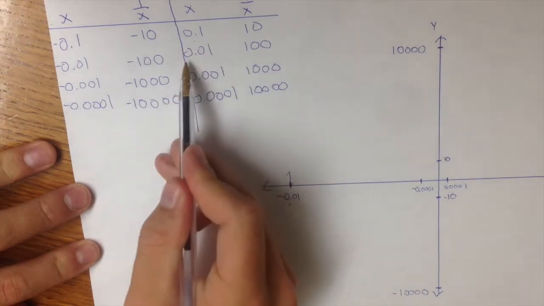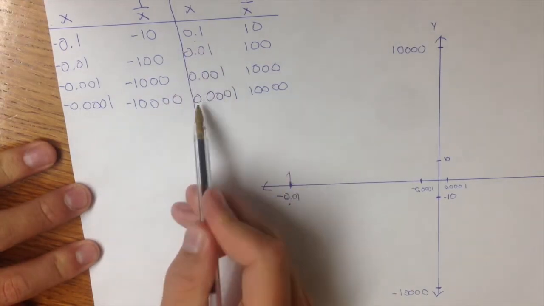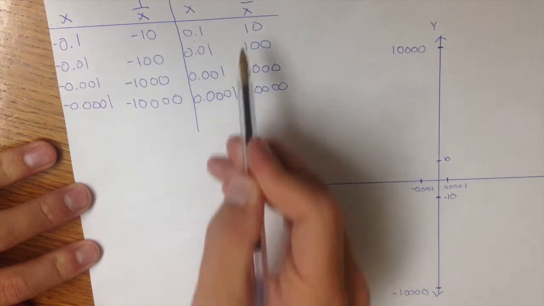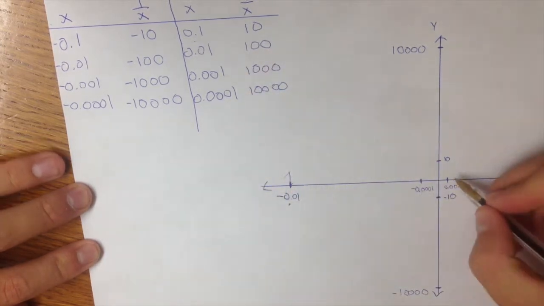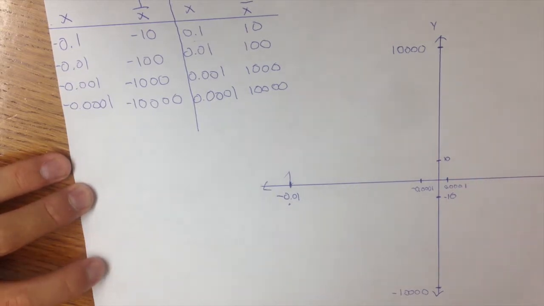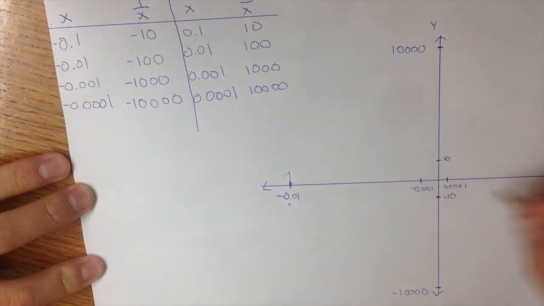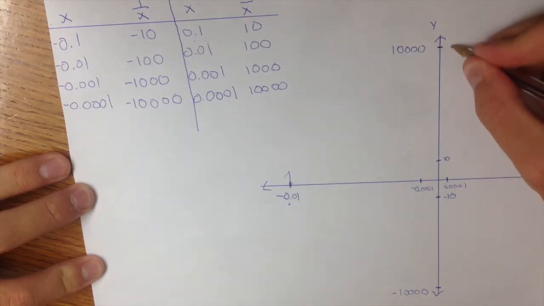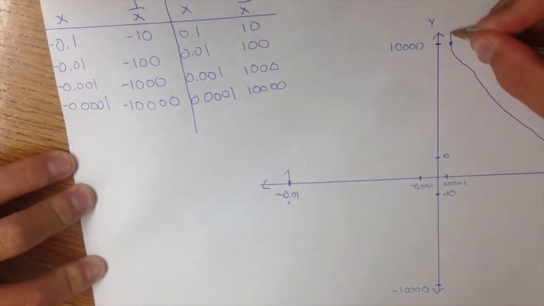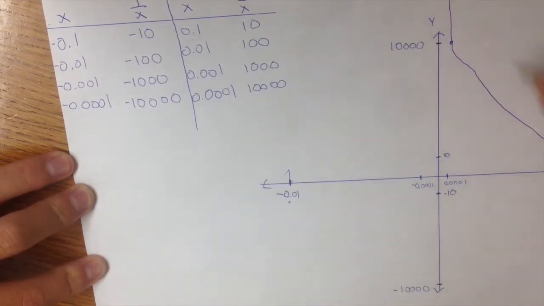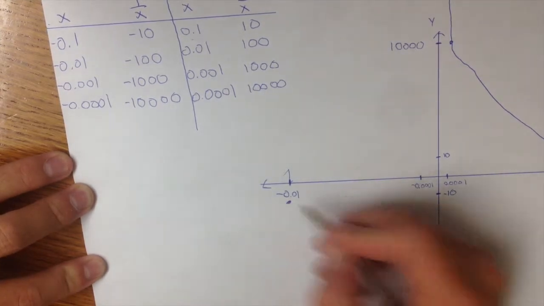As the positive x values of the table get smaller and smaller, the y values get larger and larger. The smaller the x value, the closer the y value is to infinity. The same is true for the negative x values.